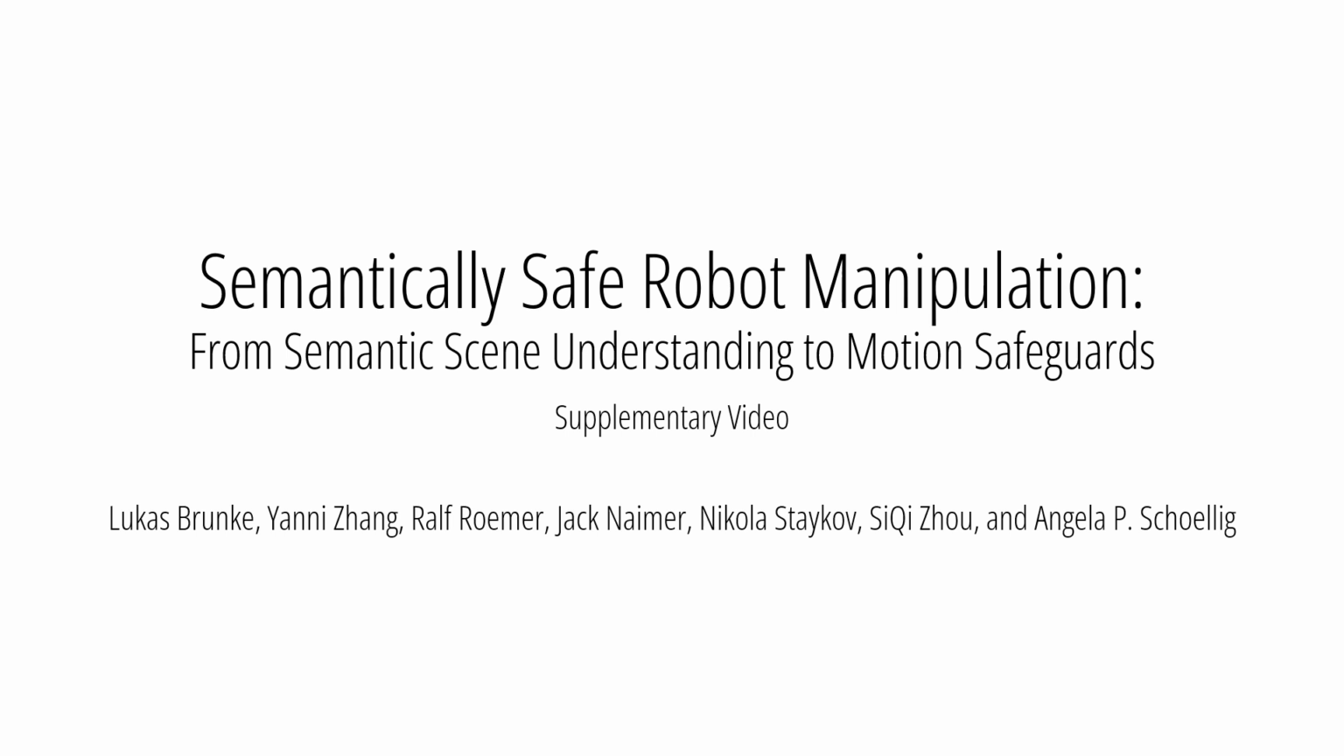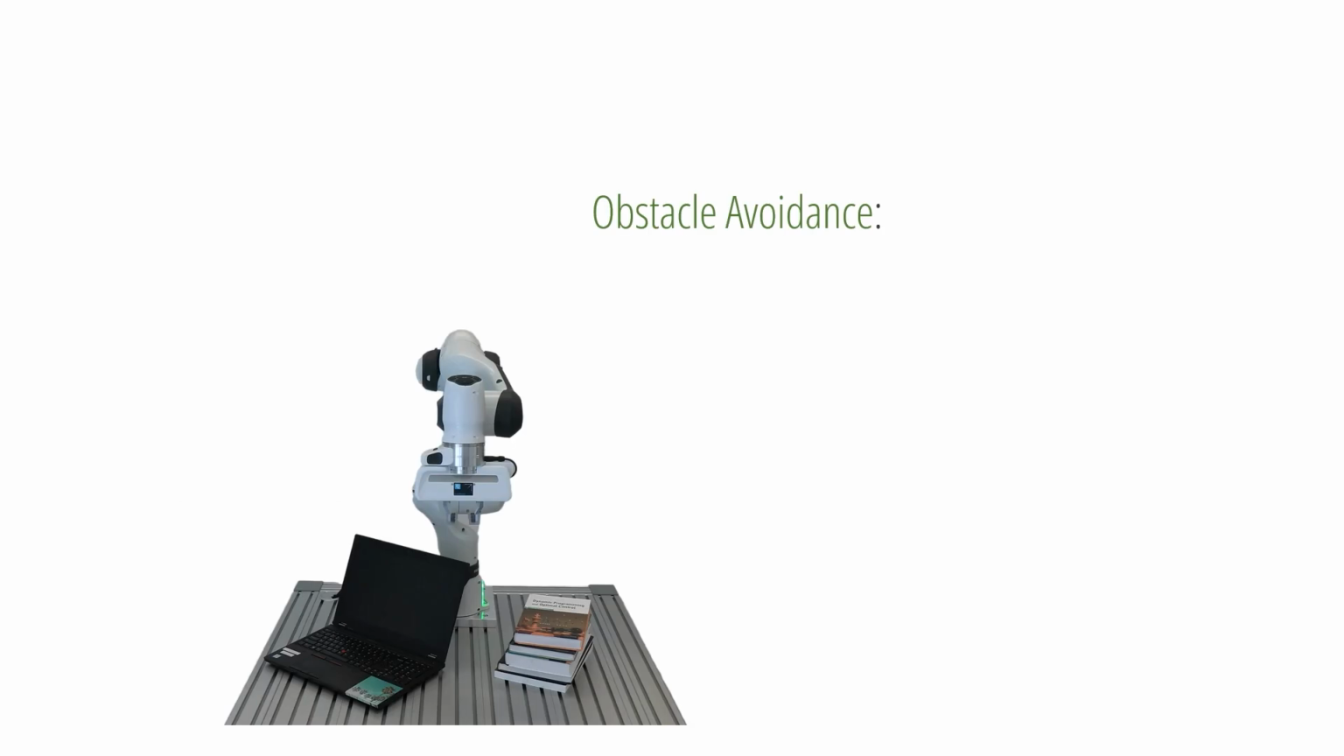This is the supplementary material to our paper called Semantically Safe Robot Manipulation, From Semantic Scene Understanding to Motion Safeguards. Consider a tabletop environment with a robot manipulator and the task of obstacle avoidance.